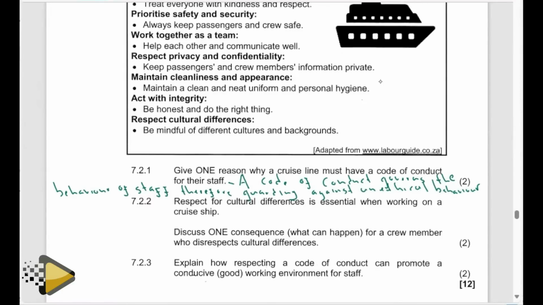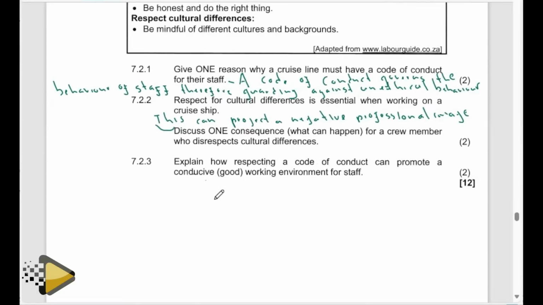Then 7.2.2 reads, respect for cultural differences is essential when working on a cruise ship. Discuss one consequence that can happen for a crew member who disrespects cultural differences. Okay, this can project a negative professional image. This can actually project a negative professional image, resulting in the loss of clients. The company will end up losing clients.